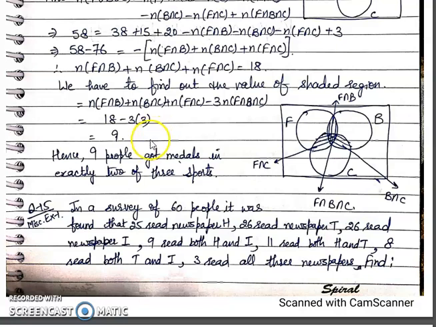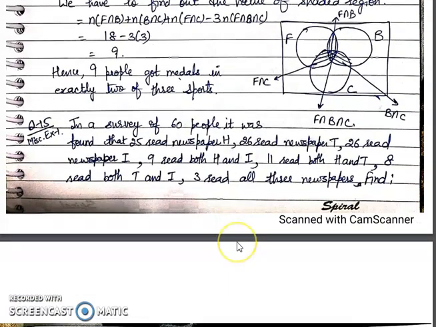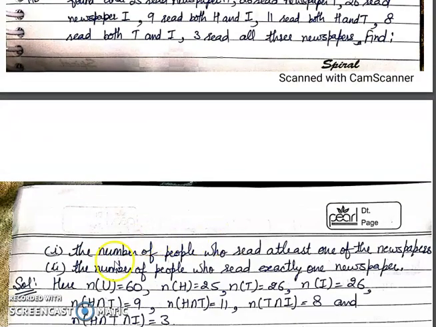So question number 15. In a survey of 60 people, it was found that 25 read newspaper H, 26 read newspaper T, 26 read newspaper I, 9 read both H and I, 11 both H and T, 8 read both T and I, and 3 read all 3 newspapers. Here H and I means H intersection I. Okay? So the question is, find the number of people who read at least one of the newspapers.